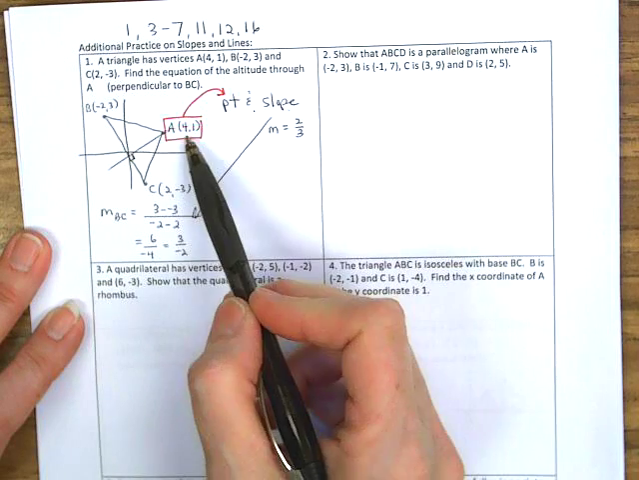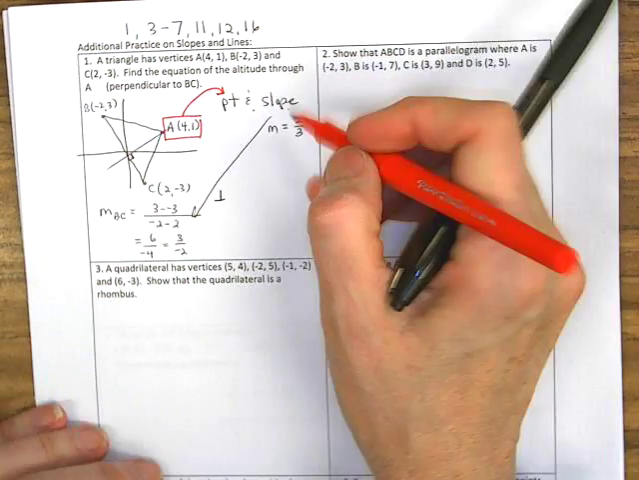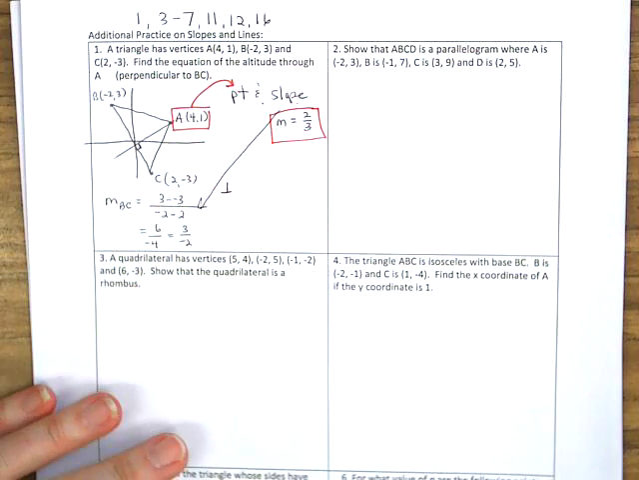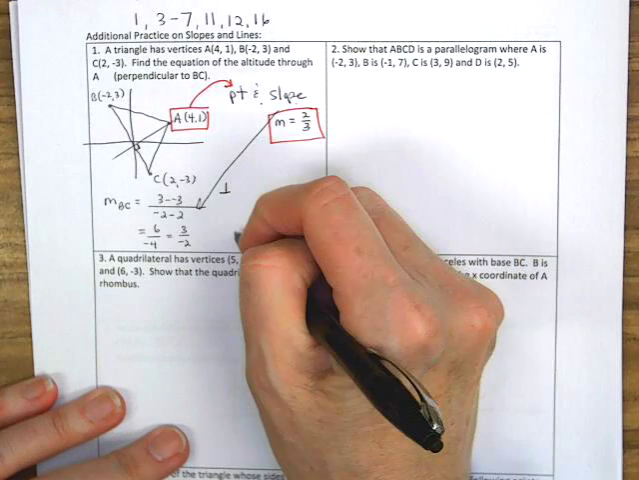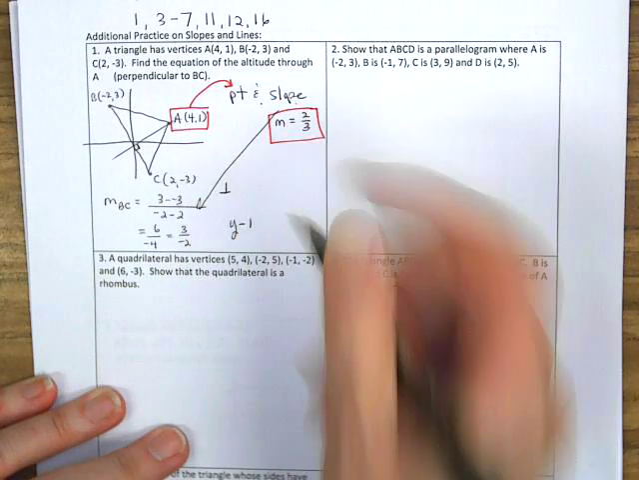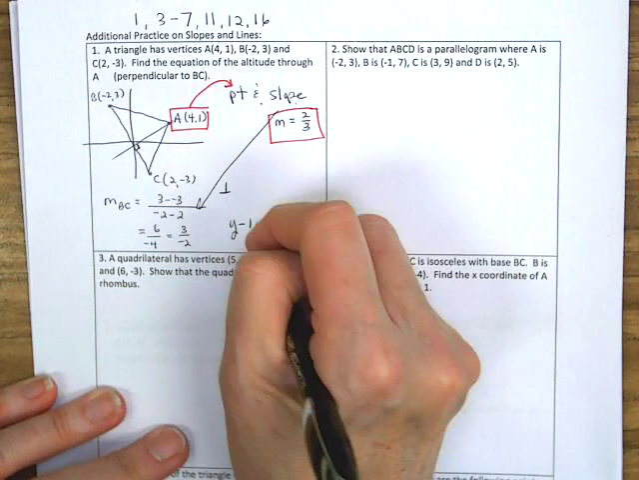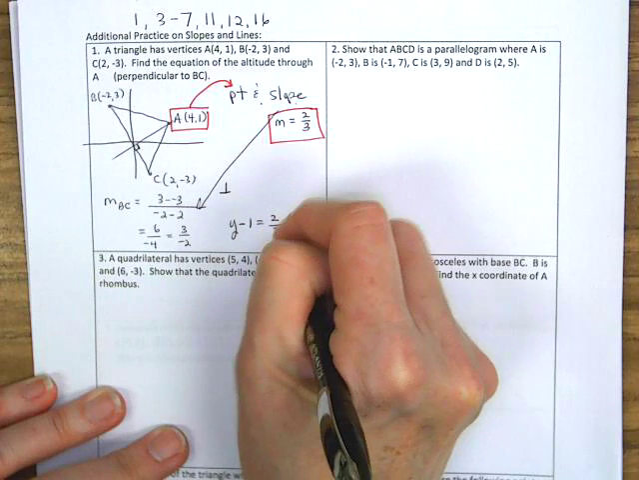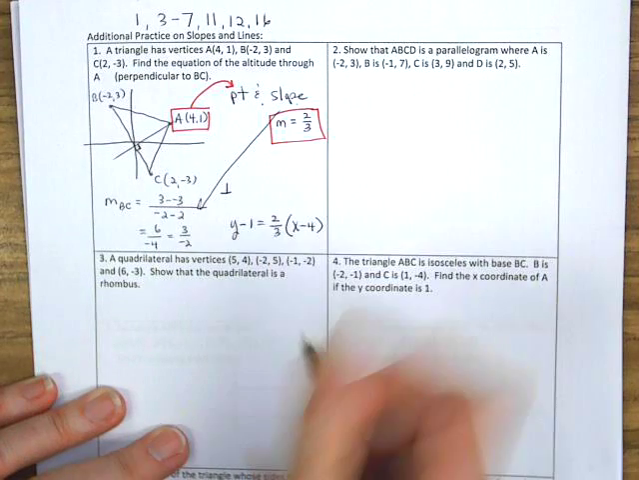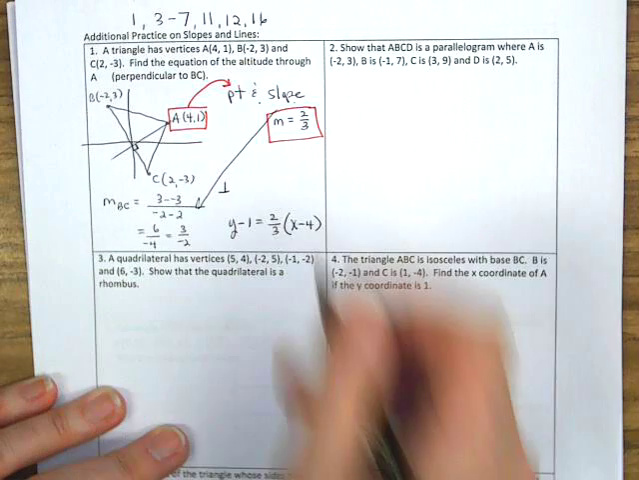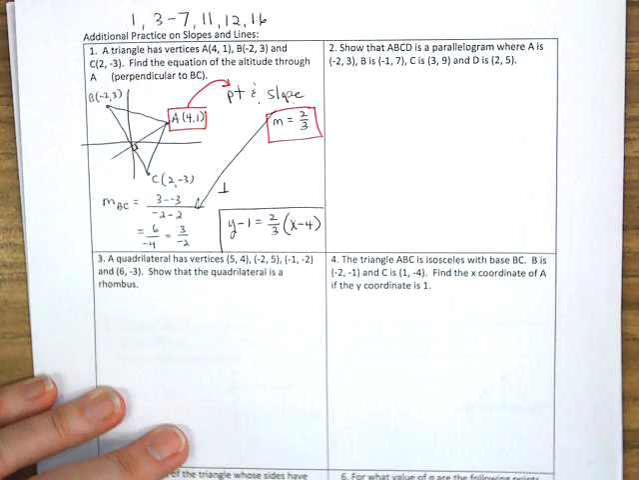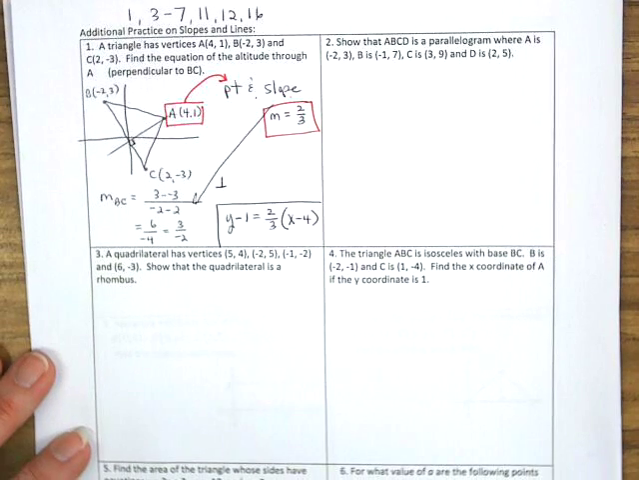So now that I know a point and I know the slope, I can write the equation of the line, and I can use point-slope form. So my answer would be y minus 1, the y coordinate, equals 2/3 times x minus 4, which is this x coordinate here. So that would be my answer. That's number 1.